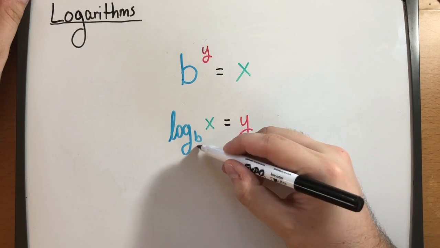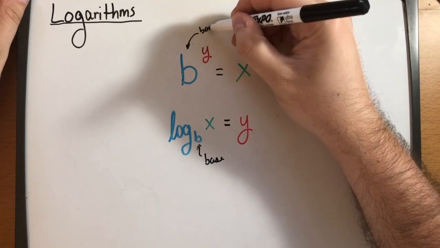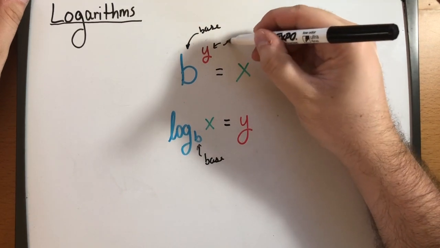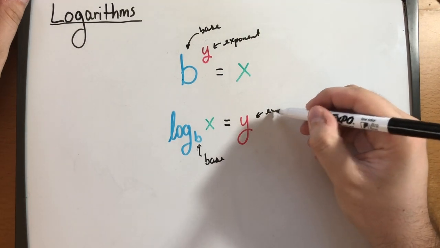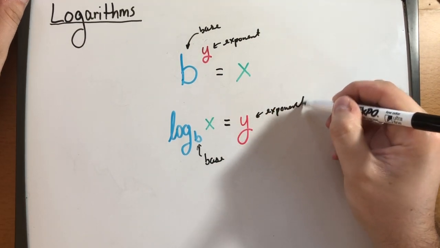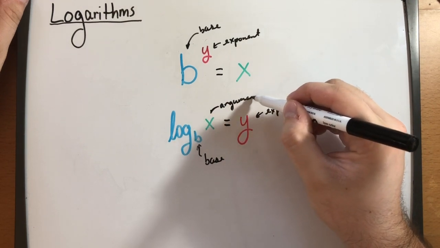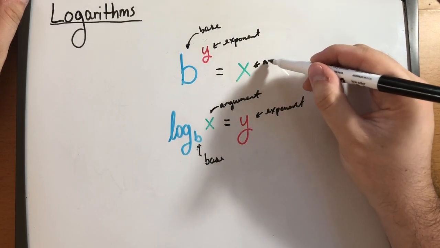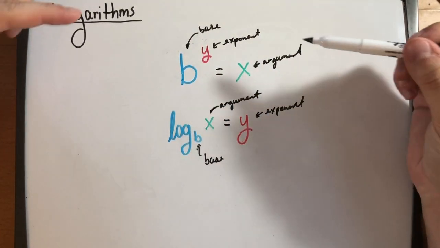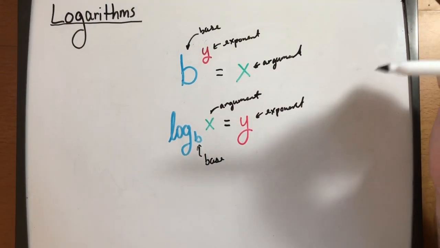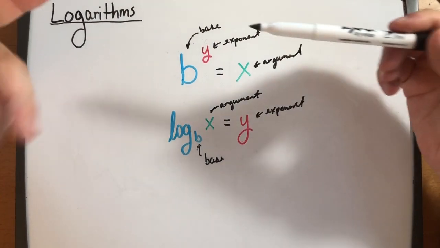So this here, the b is called the base. y is the exponent. And x is what we call the argument. x is the argument. The b, the y, and the x are the exact same thing in both equations. But once again, logarithms are very useful for solving for the exponent.